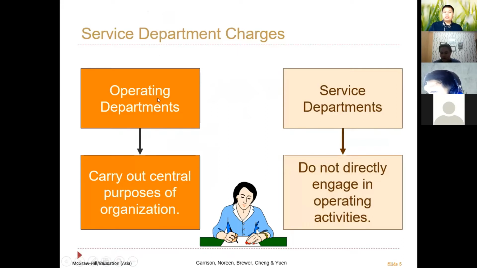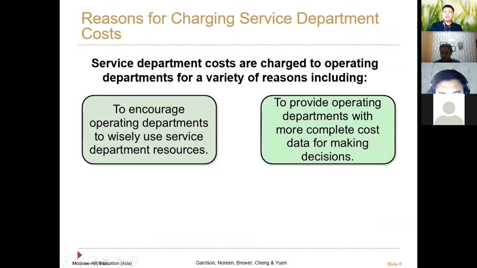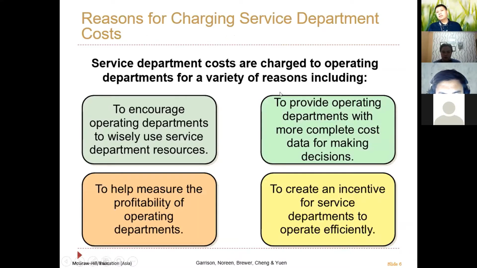We have here the operating departments. They carry out the central purposes of the organization. And then we have the service departments. They do not directly engage in operating activities. So that's the difference between operating departments and service departments. Now, the service department costs are charged to operating departments for a variety of reasons. Like what I said earlier, we are service departments, the accounting department, the human resources department, and we service the other departments, the operating departments of the company.